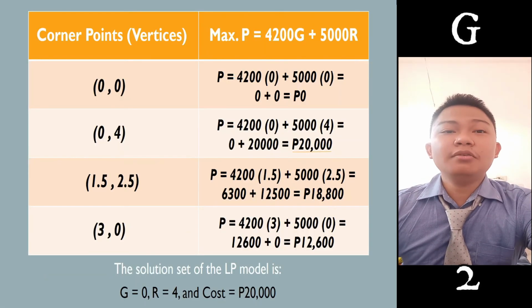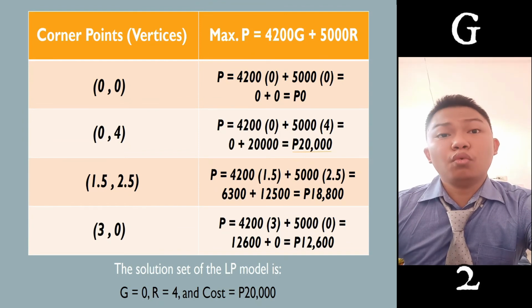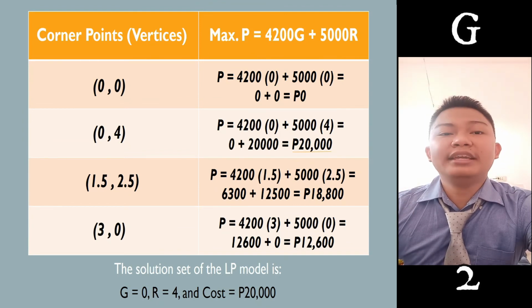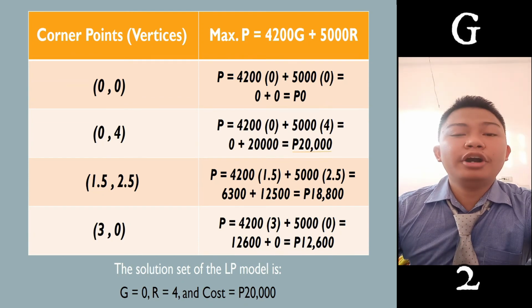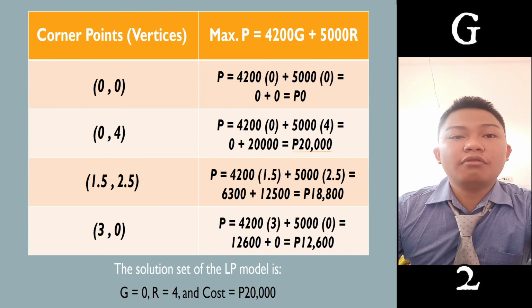I am Dave Pino, and we are almost done, guys. We are now in the process of collecting the corner points and substituting the values into the objective function. The corner points that we have gathered are (0, 0), (0, 4), (1.5, 2.5), and lastly (3, 0). Let's start solving the profit, and take note that we must find the maximum one.